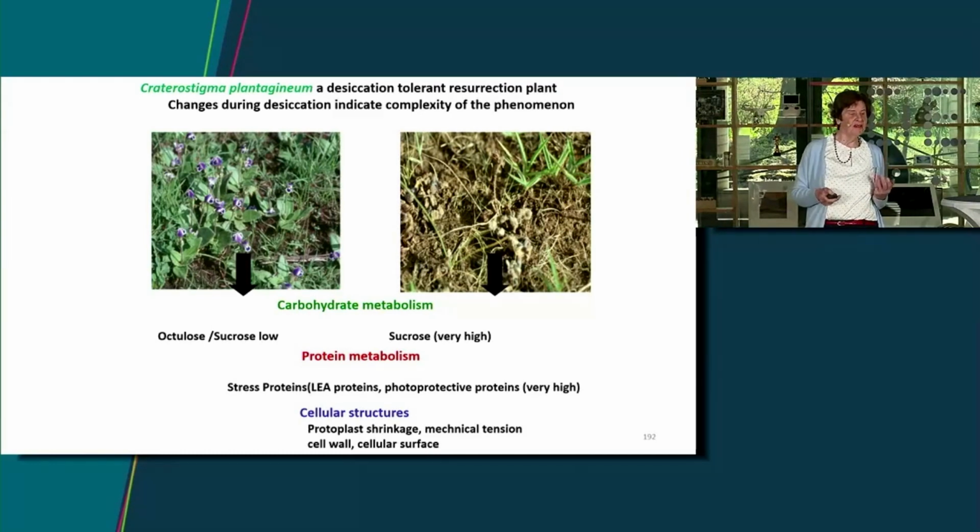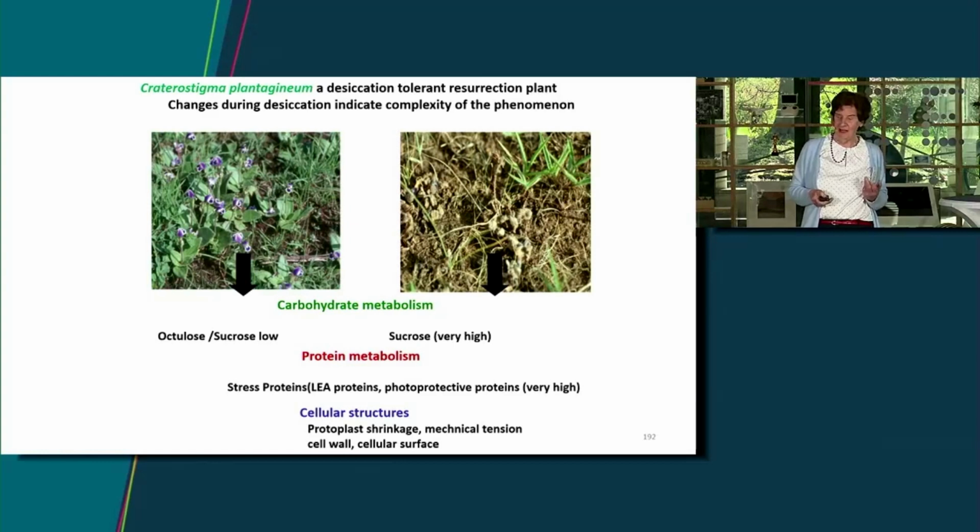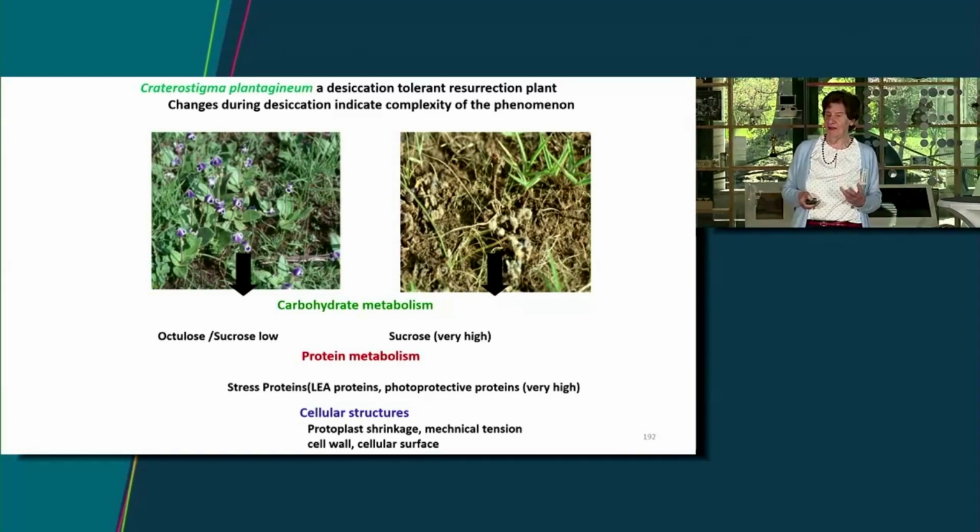Also, an aspect about which I will not talk much is that the cellular structures are affected in this dehydration process. Namely, the cells start to shrink, they lose most of the water from the vacuole. So there's quite a high mechanical tension, and this requires modifications in the cell wall of this plant. And we did some experiments on that.